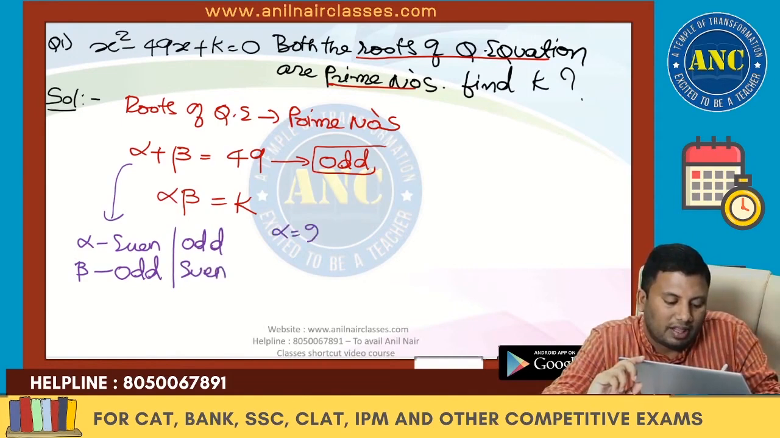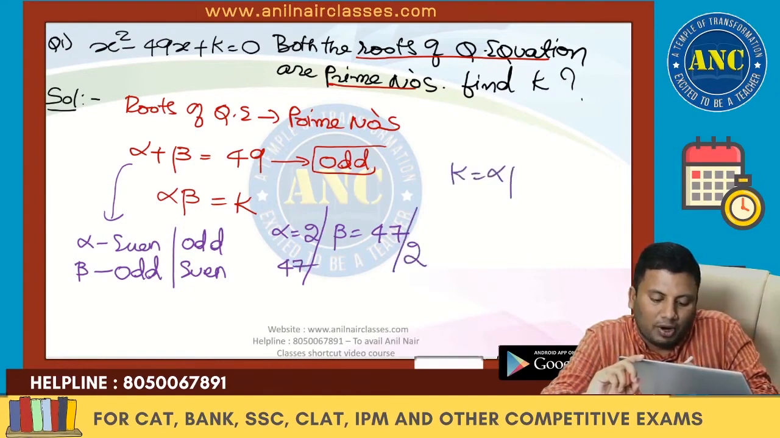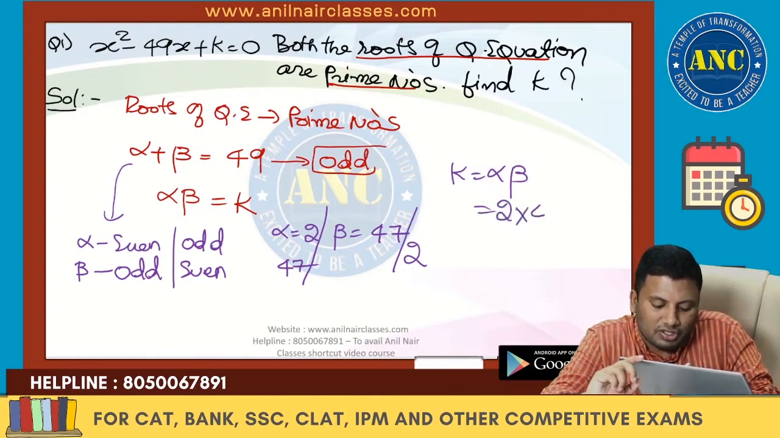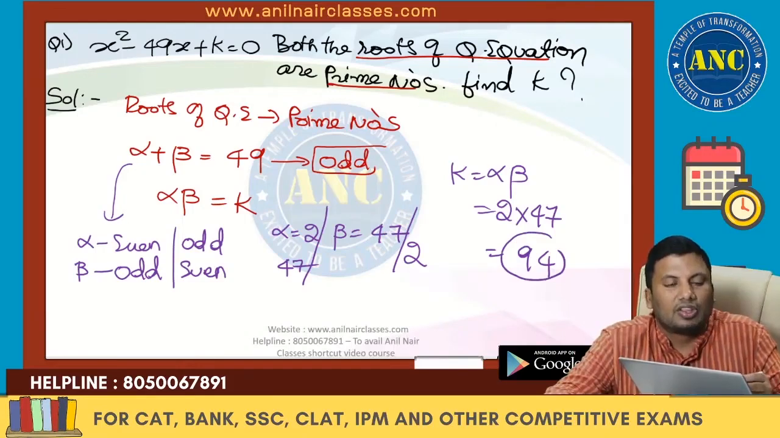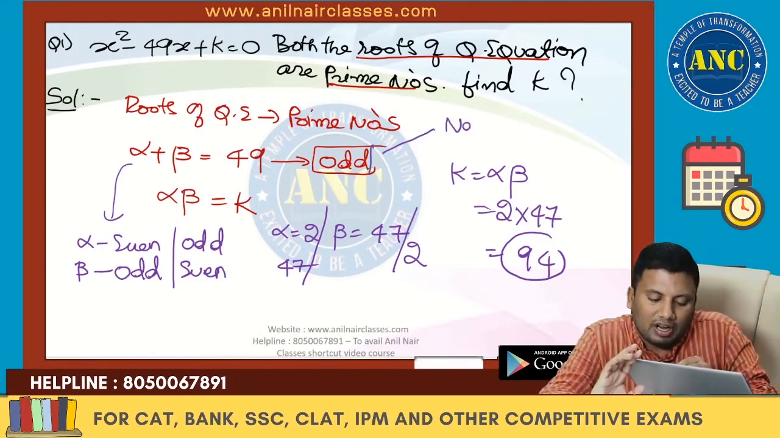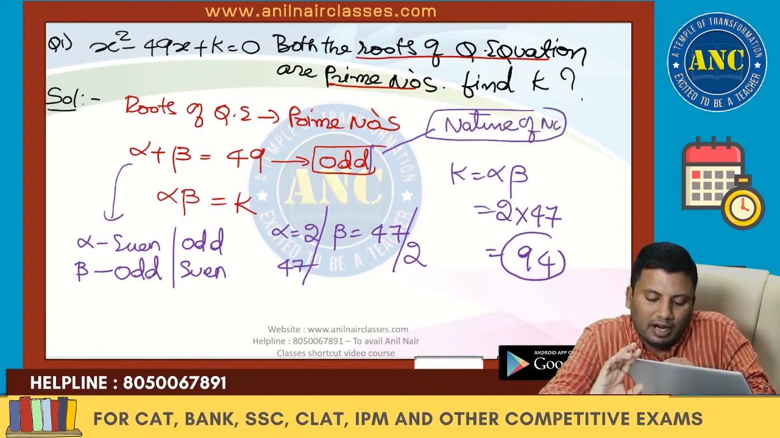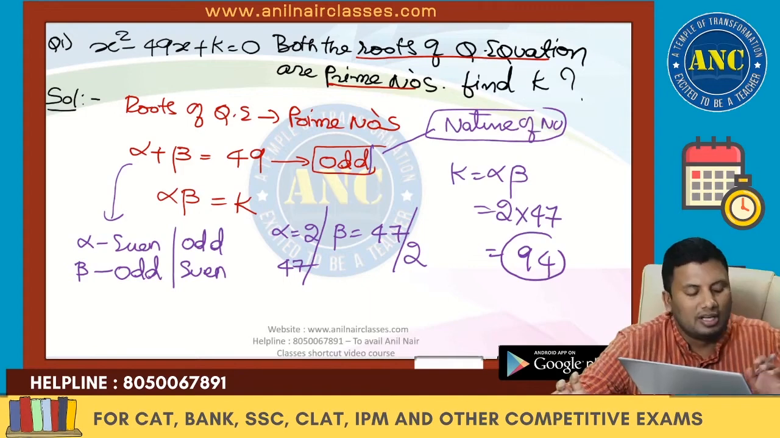The only even prime number is 2. So alpha is 2 and beta is 47, or alpha is 47 and beta is 2. k is nothing but the product of the roots, so the answer for the first question is 2 into 47, which is 94. Good question. Otherwise you will keep computing cases, 3 plus 46, you don't need to do it. If you know the nature of 49, this question can be solved very easily. Nature of the number, that is what you need to look at. Please don't find out the values of alpha and beta and try to do it.